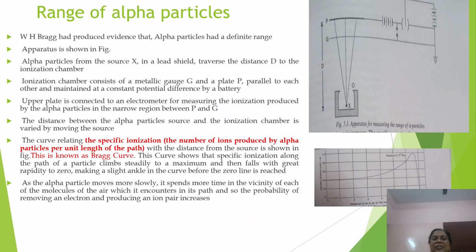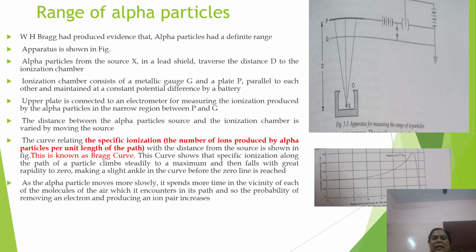So how to determine the range? Bragg has produced evidence that the alpha particle has a definite range. The alpha particle, which is emitted from the source S kept in the lead shield, will travel a distance called D to the ionization chamber consisting of the plates called P and G.